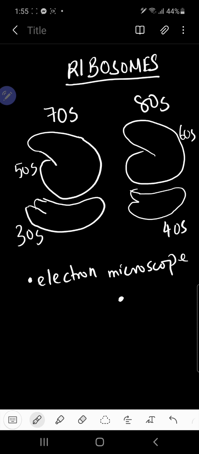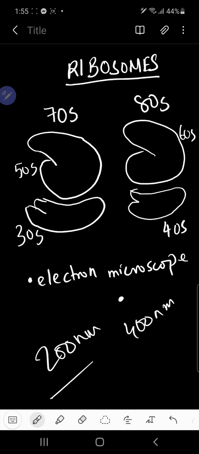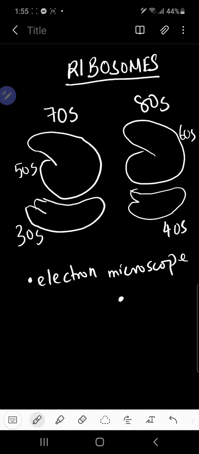We have talked about this: it is because the light microscope's resolution is not enough. The wavelength of light is 400 nanometers, and you can only see 200 nanometer resolution, but that's not actually enough to see this small ribosome structure. So we require an electron microscope to actually see these ribosomes in the cell.